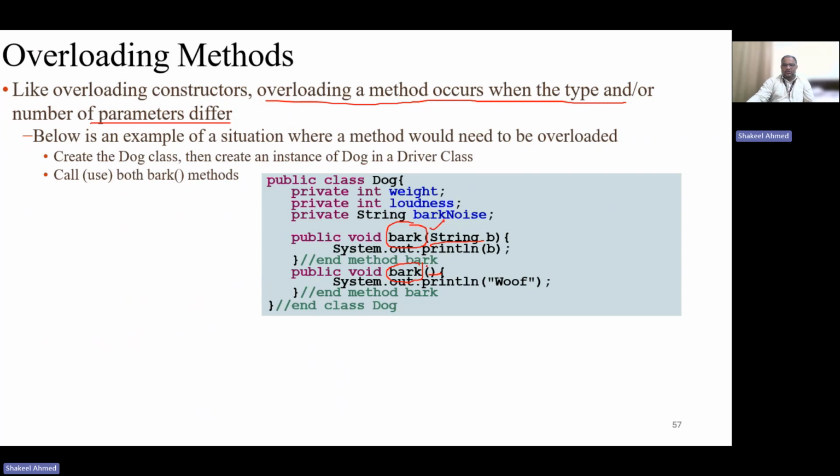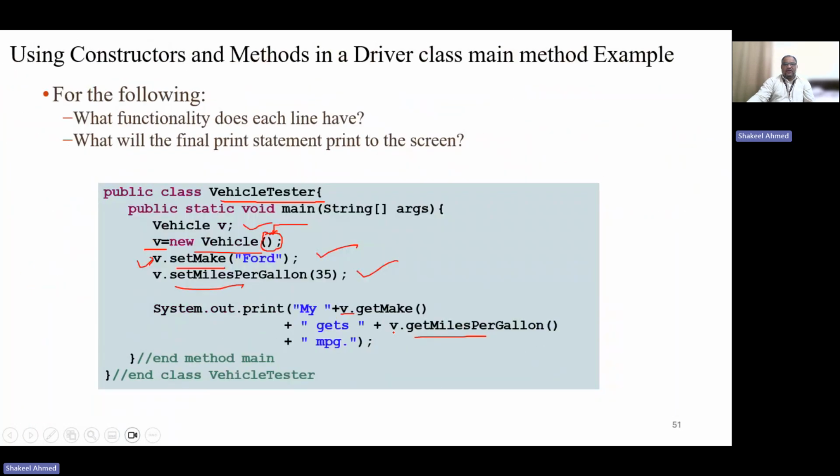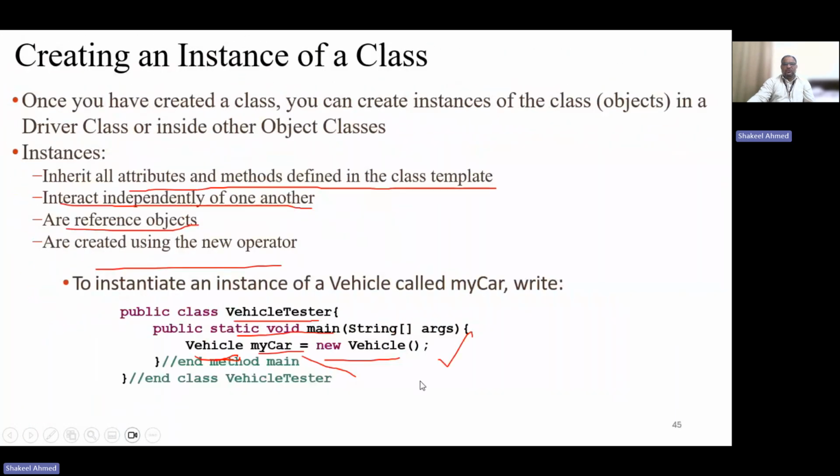Below is an example of a situation where a method would need to be overloaded. Here we are overloading a method, and Dog is a driver class over here. You can use both bark methods in the same class that you want to define. So that is method overloading. With that, we complete our first part of constructors, finalizers, methods, mutators, and all those things.